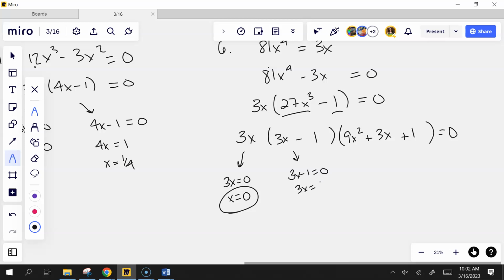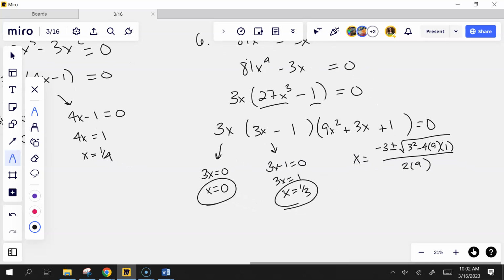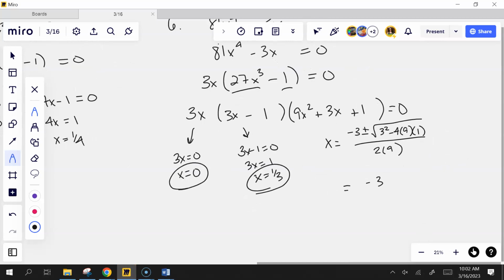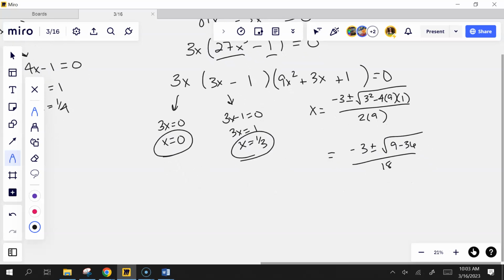What happens is when you do quadratic formula, you get 2 answers. So there's 2, and then the quadratic formula will give me the remaining 2. So x equals opposite b plus or minus the square root of b squared minus 4 times a times c all over 2a. And now we just clean it up. Negative 3 plus or minus the square root of 9 minus 36. What's 9 minus 36? Negative 27.